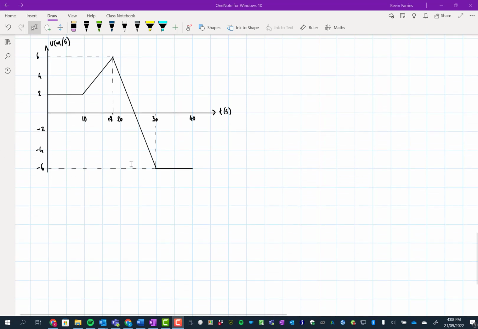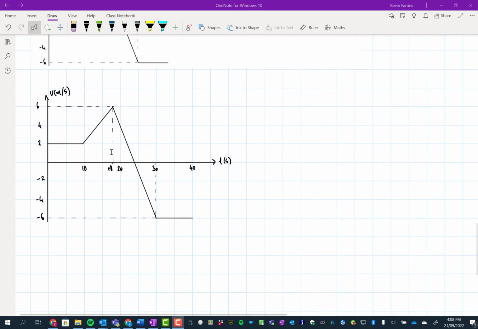Now, just trying to think whether we want to go through all the equations. Look, I think it's worth it. We could try and do this graphically, and we'll probably check it graphically, but I think it's just worth trying to figure out what's all the equations for this graph. So let's have a look at each stage.